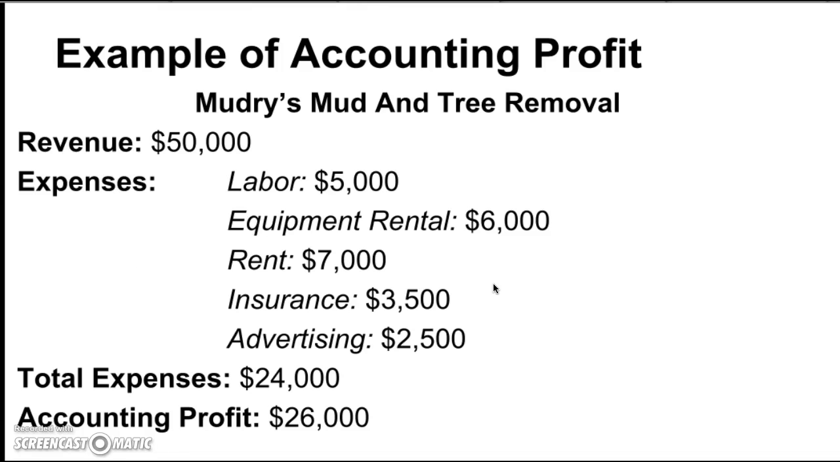Now we will look at an example of accounting profit. Let's look at Mudry's mud and tree removal, for example. The revenue is $50,000. Now for the expenses, we'll say labor is $5,000, equipment rental is $6,000, rent is $7,000, insurance and advertising expense are $3,500 and $2,500 respectively. Now the total expenses, all of these add up to $24,000, which would give us an accounting profit of $26,000 from subtracting $24,000 from $50,000.